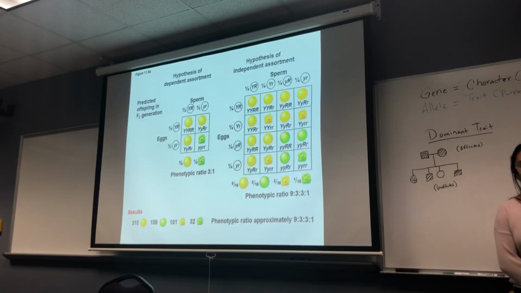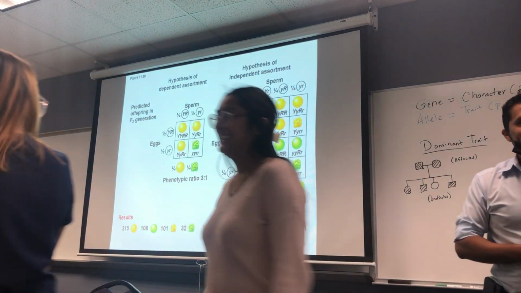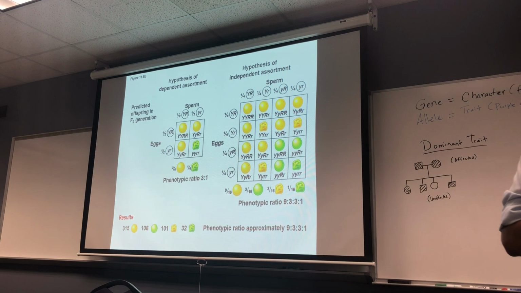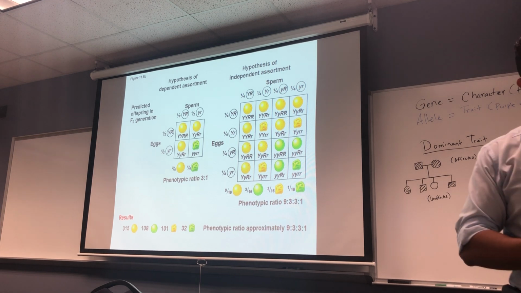Okay. I have a question. Yes. So he originally thought it was dependent assortment until he started interbreeding? No, not that he thought, but it was an idea that was prevalent at that time. Okay. But with his experiments, it was disproven. Okay, so there is actually no dependent assortment.